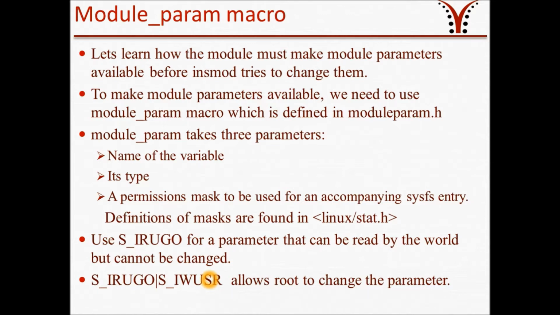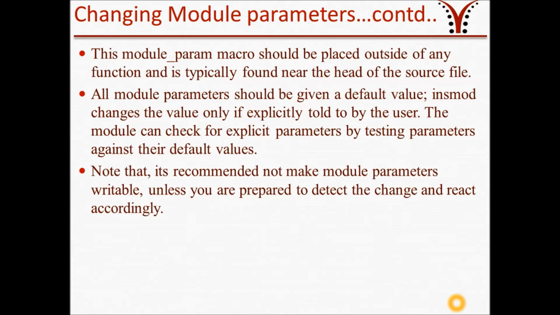As a part of the permission mask, we do have S_IRUGO. Use this S_IRUGO for a parameter that can be read by the world but cannot be changed. You can also use S_IRUGO ORed with S_IWUSR, which allows root to change this parameter. We'll not be discussing much about these parameters, and I'll leave it to you to explore this on Google or in Wiki pages. Let's discuss more on changing module parameters.